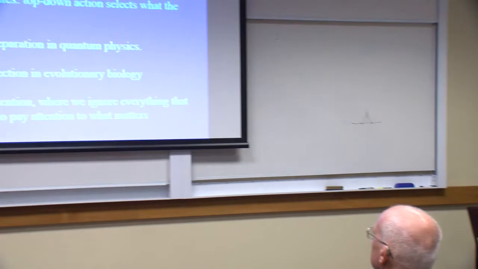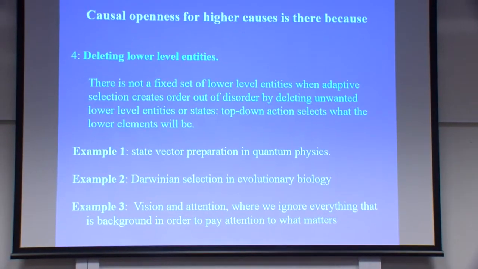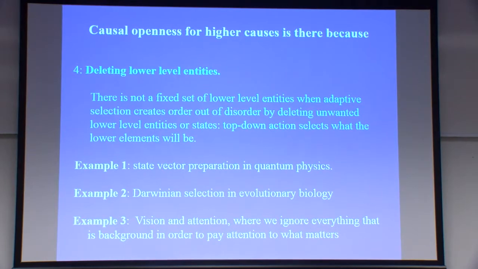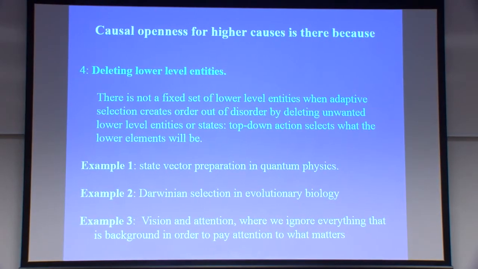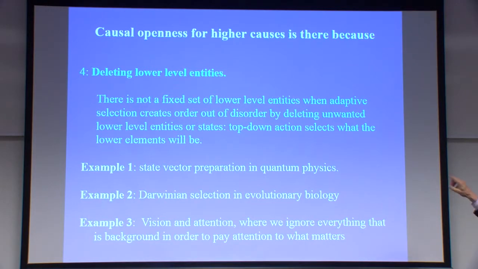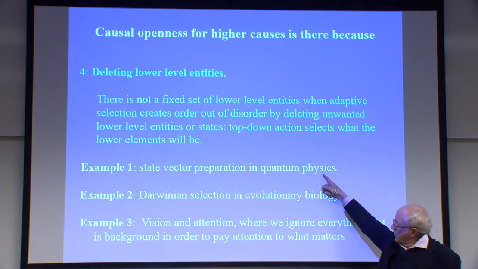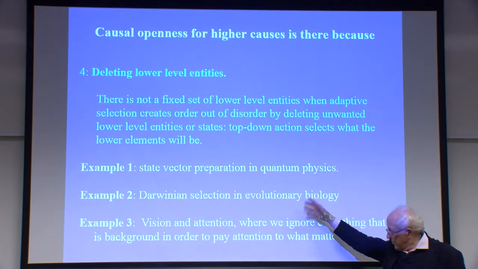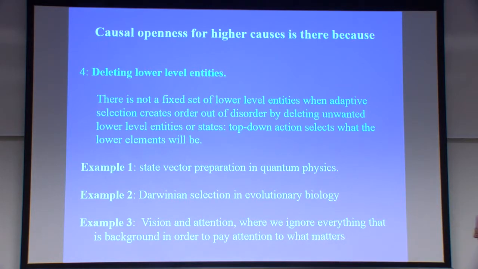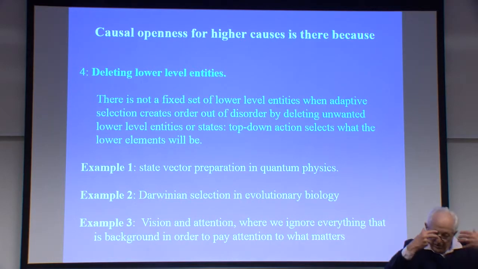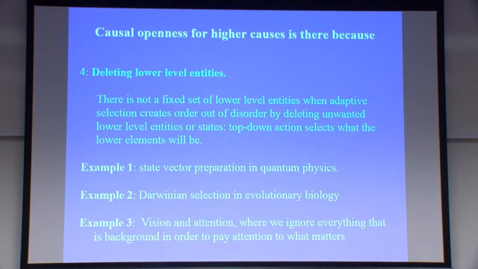And then top-down action can delete lower-level entities. I've talked about this. There isn't a fixed set of lower-level entities when adaptive selection creates order out of disorder by deleting unwanted lower-level entities or states. Top-down action selects what the lower-level elements will be. In physics, an example is state vector preparation in quantum physics. In biology, Darwinian selection. In the brain, vision and attention, where we ignore everything that is background in order to pay attention to what matters. Billions of bits of information enter our eyes, and the brain throws away almost all of them and only pays attention to a very small fraction of them. So you delete lower-level entities and only look at the ones that you want.